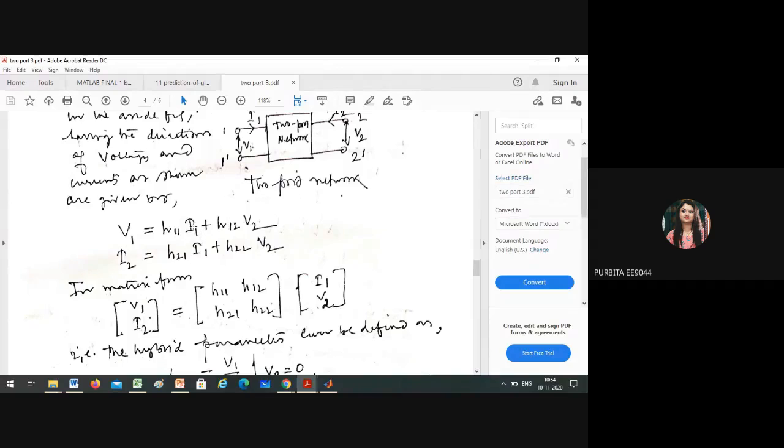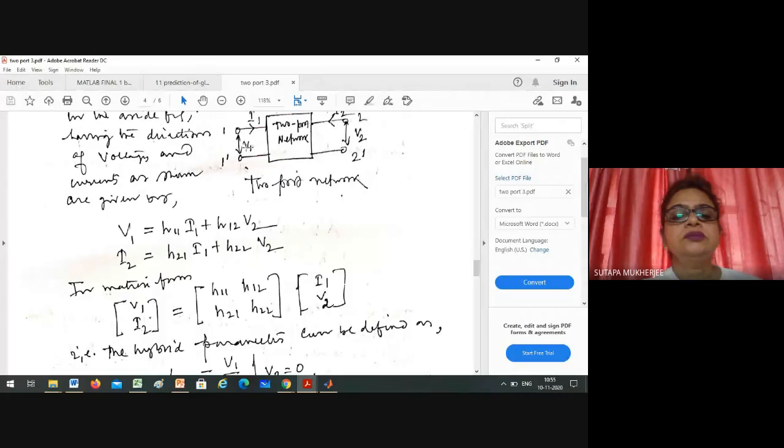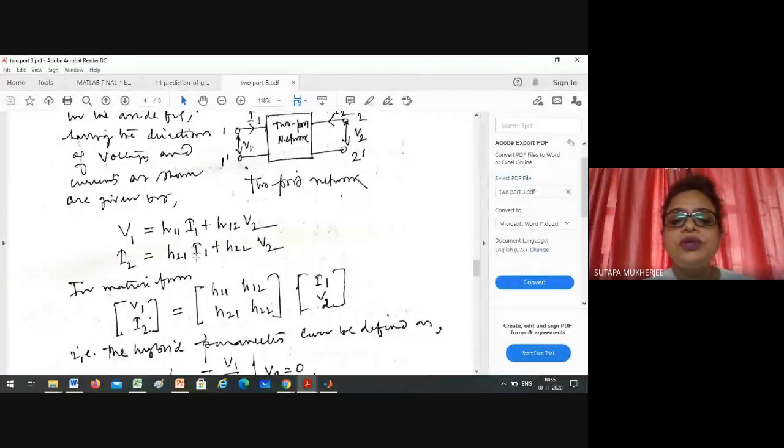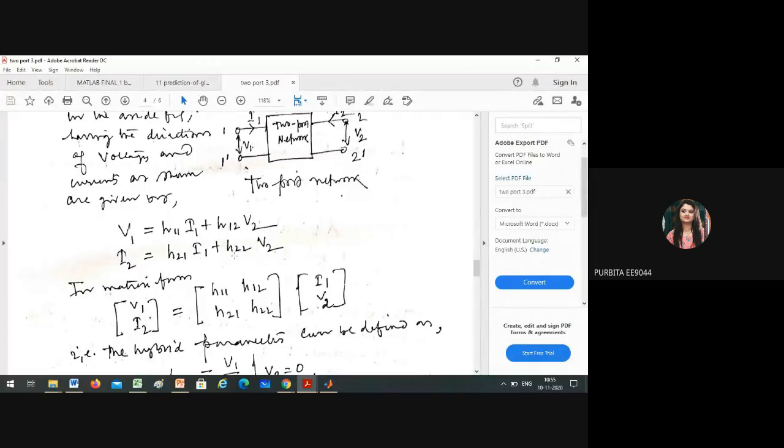I1 equals 0 means which circuit? Open circuit. Sending end open circuit. Okay. Whoever I question will answer, the others stay quiet. So with V2 equal to 0, what did I get? H11 and H21. With I1 equal to 0, we get H12, and another parameter H22, which is I2 by V2, provided I1 equals 0, and I1 equals 0 means the sending end is open circuited.